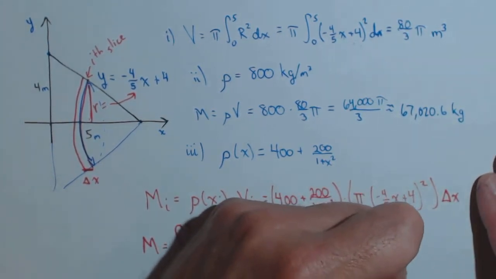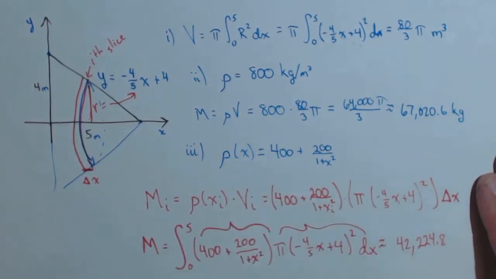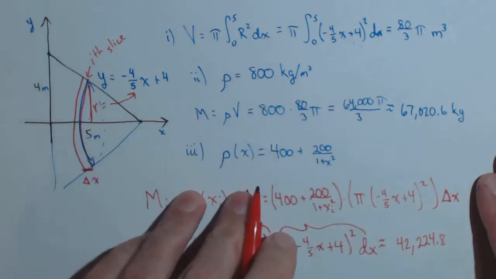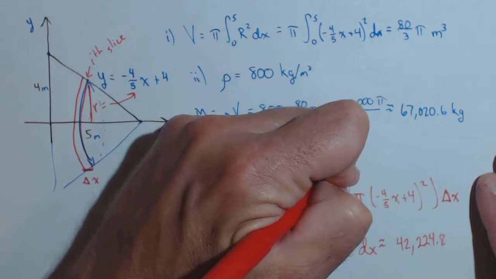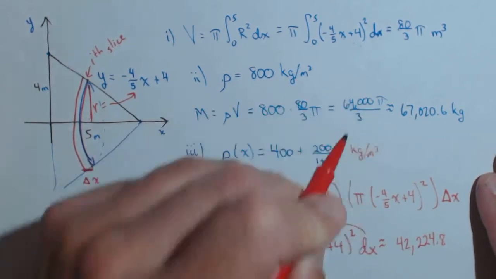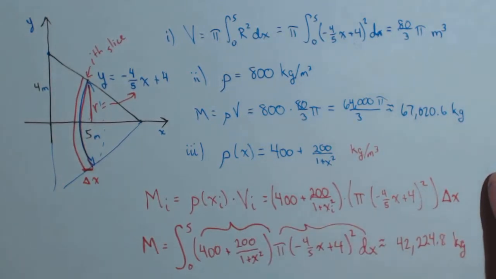This comes out to be approximately 42,224.8. And now if we think about the units on this, I guess I really didn't give you any. The density was measured in, once again, kilograms per meter cubed. We know the volume was in meters cubed, so this is going to be in kilograms.